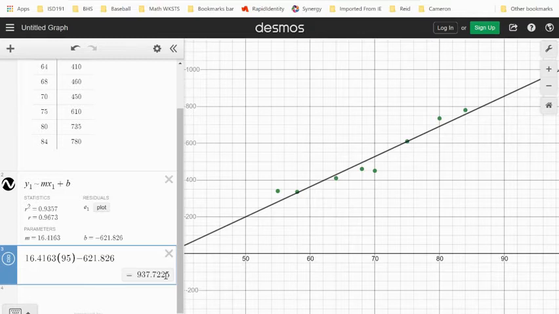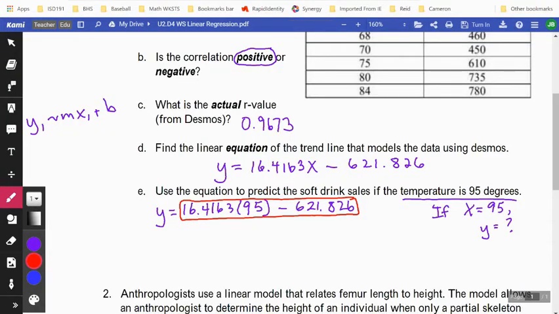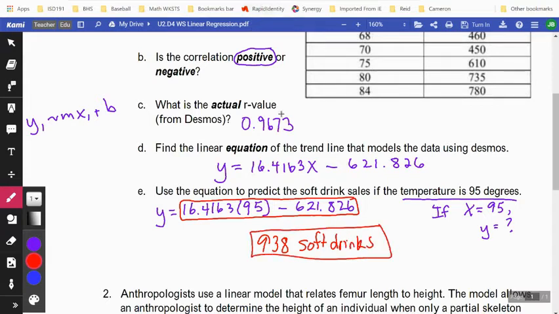Our X value was the temperature. The Y value was the number of soft drink cans or soda cans that were sold on that day. So let's see, it would make the most sense to round to the nearest soft drink can without decimals. So the nearest would be 938 soft drinks, because the first digit after the decimal point was a 7, which reminds us to round up. So 938 soft drinks. All right, that's number 1.